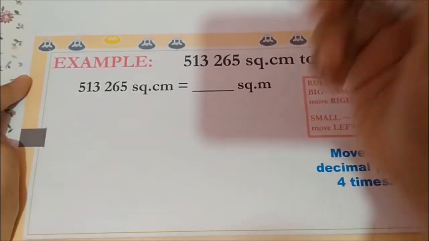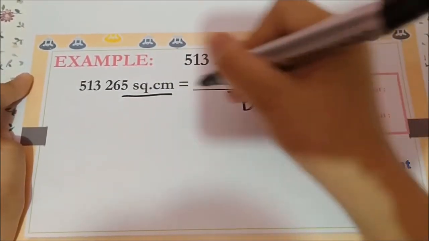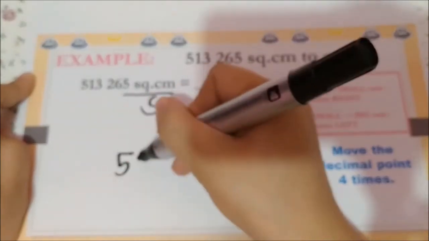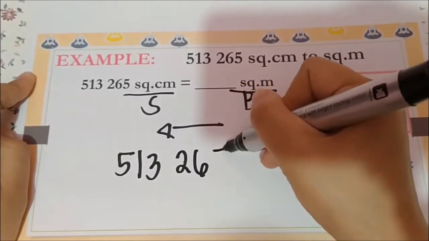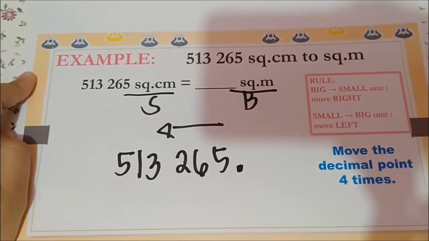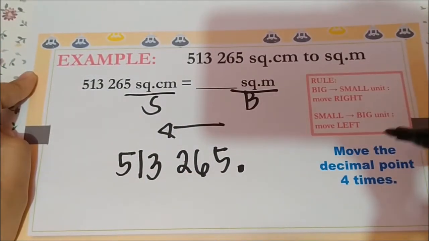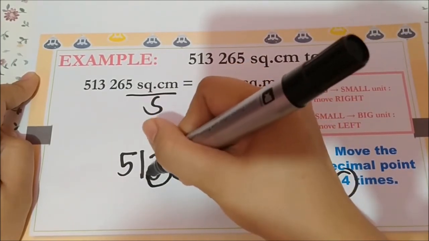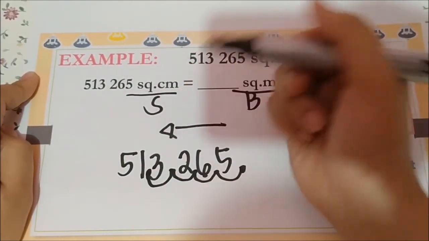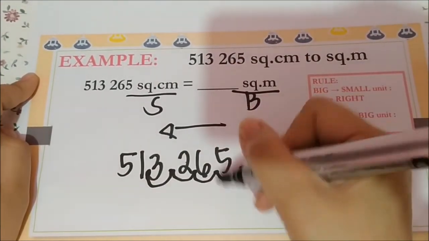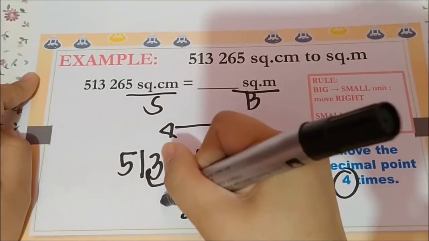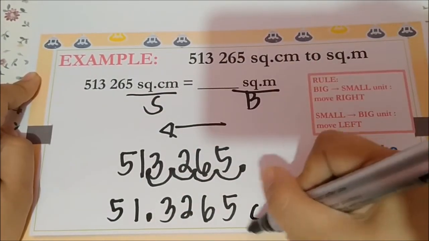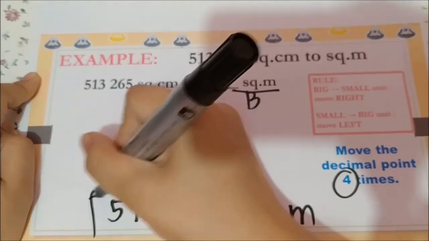Last example will be this. Identify big, small. Small to big, move to the left. To the left, to the left. 56,315. Decimal point. How many movements to the left? 1, 2, 3, 4. And because your decimal point now places here, when you rewrite your number, it will be 5.631,5. Write your unit, and there you have it, your final answer.